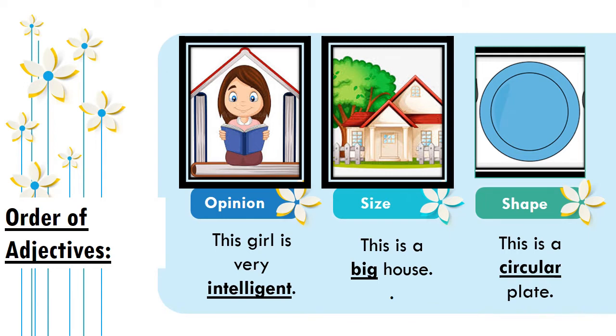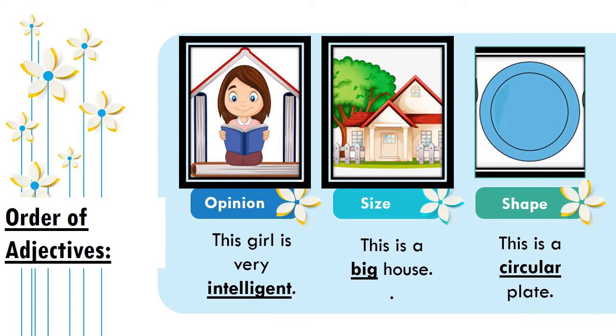On the second place, we have size. For example, this is a big house. Here, big tells us about the size of the house. Likewise, fat, gigantic, huge, large, little, massive, tall, short are also sizes, and we always place the size after opinion at the second place.